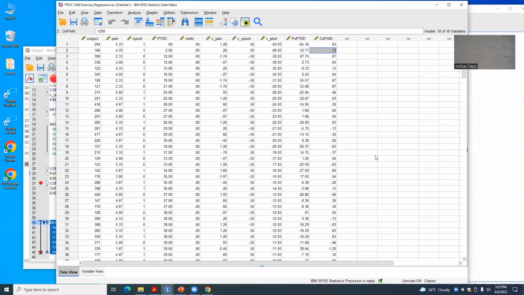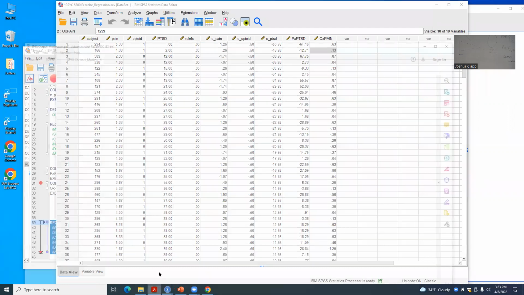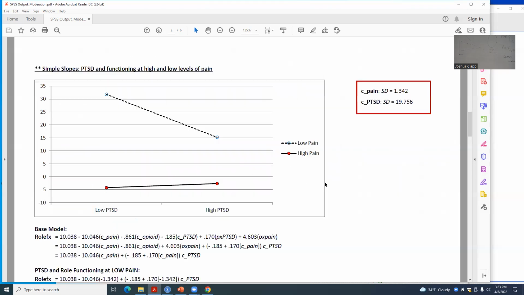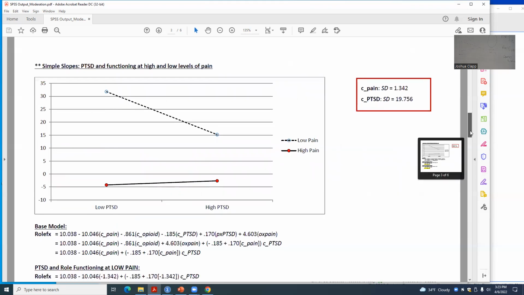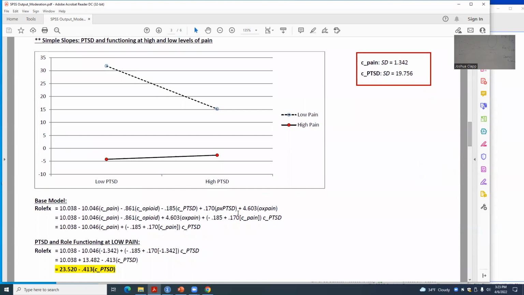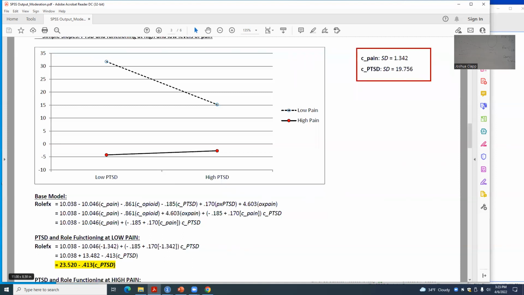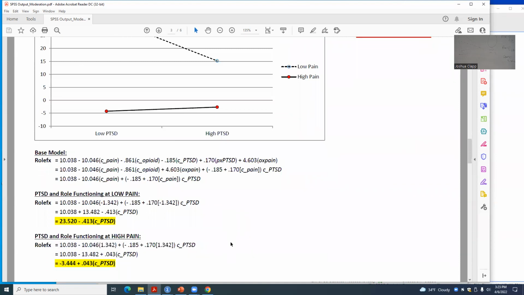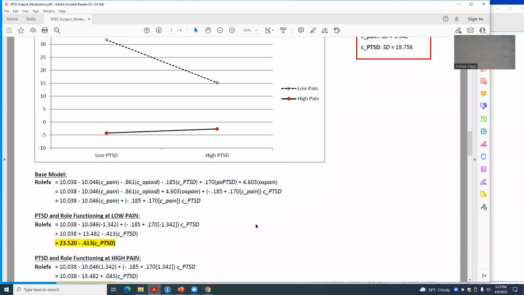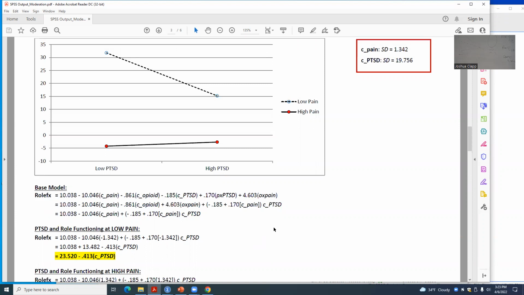So what we're going to do is first look at this. I'll pop this back up. First, based on this model, I'm going to hand calculate and restructure my equation and calculate my simple slopes for PTSD and role functioning at low levels of pain and high levels of pain. This is just me refactoring that equation. This is exactly what we did in class, right?